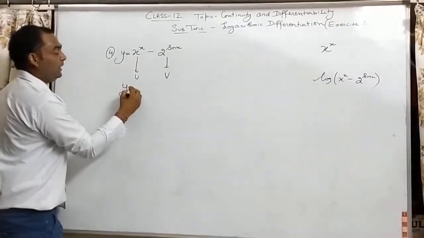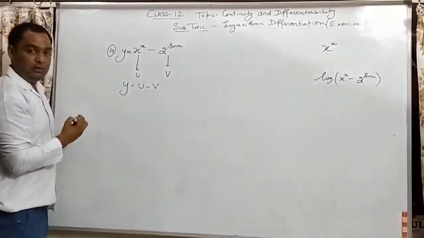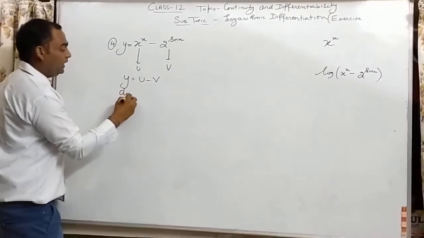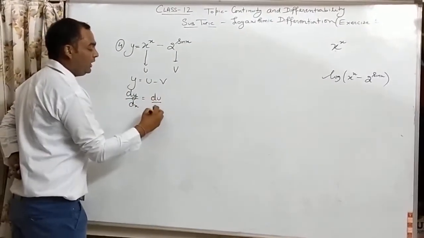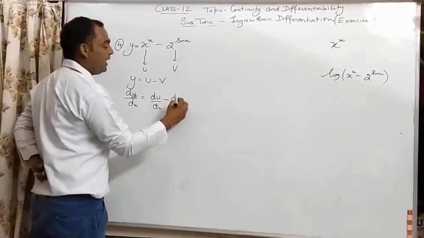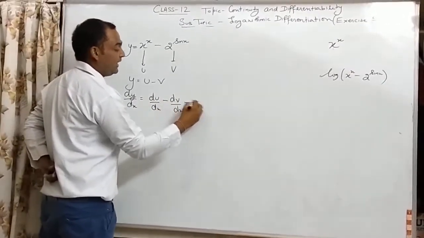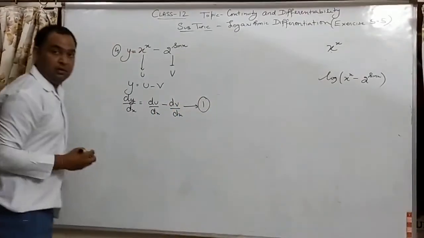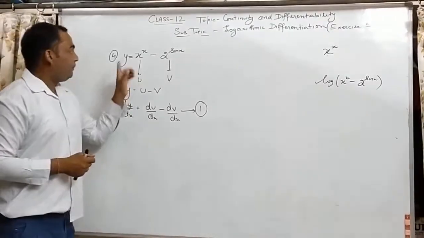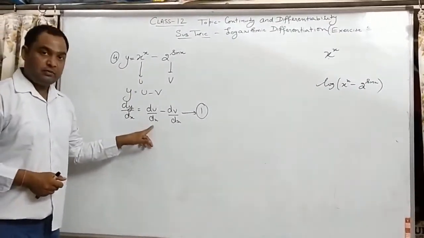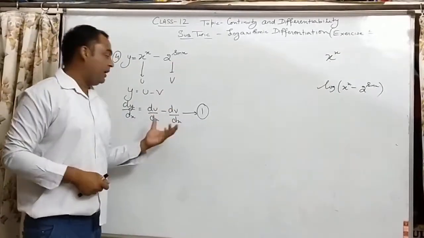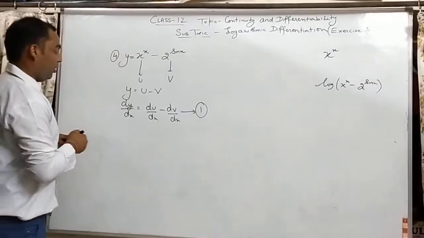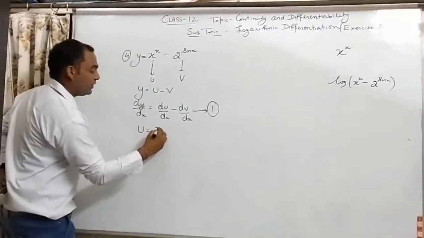So y comes out to be u minus v, dy upon dx is equal to du upon dx minus dv upon dx. Let us take this term as first. Now we will separately find du upon dx from this term and dv upon dx from this term and substitute the value in this first point. Now u is equal to x raised to power x.